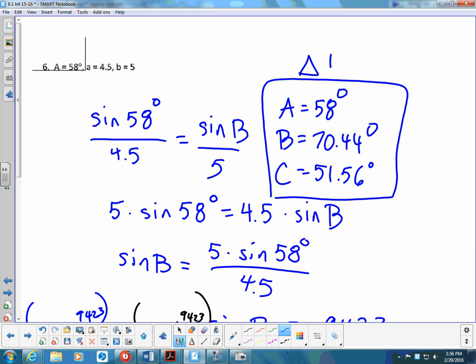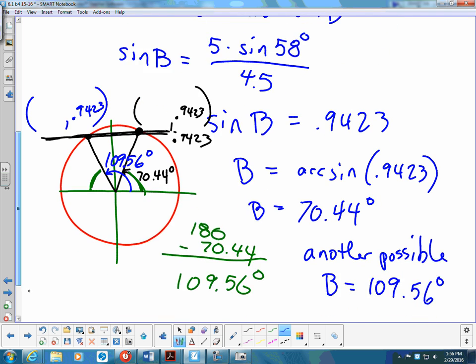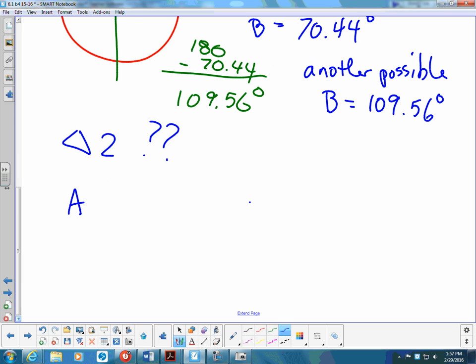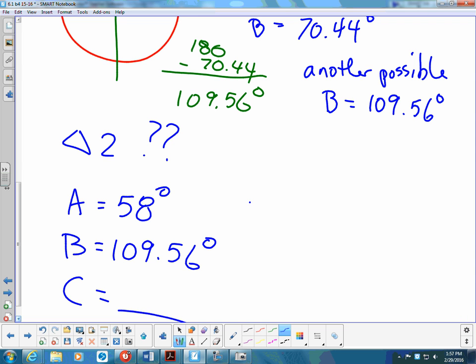Is there going to be a triangle number 2? Well, maybe. Let's test. So triangle number 2, question mark. It's still going to have the same initial information. Angle A is going to be 58, but now we're trying for angle B to be 109.56. Is there room for an angle C, or are we over 180 degrees already? If there's still room for an angle C, then we've got a second triangle. Does this make sense?